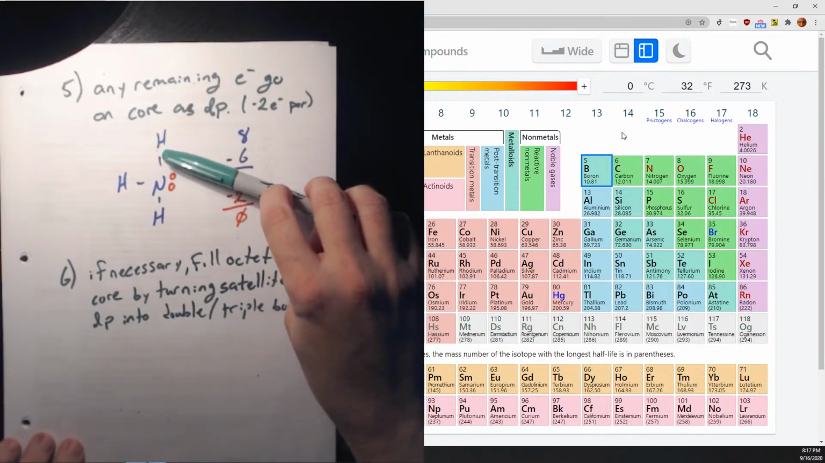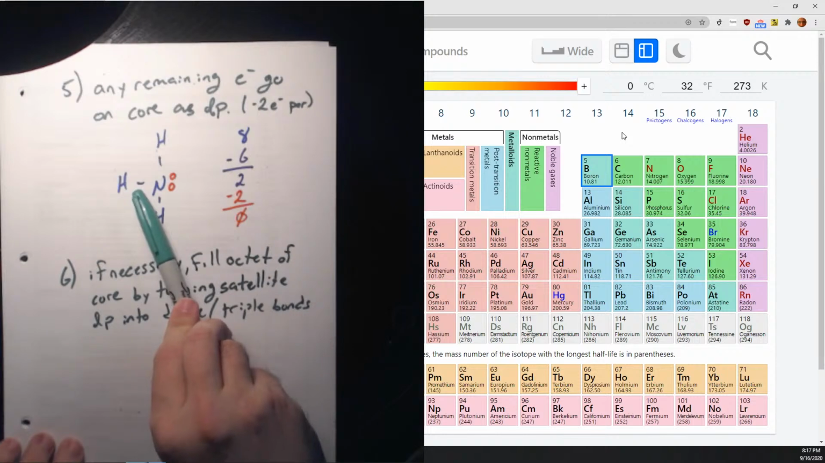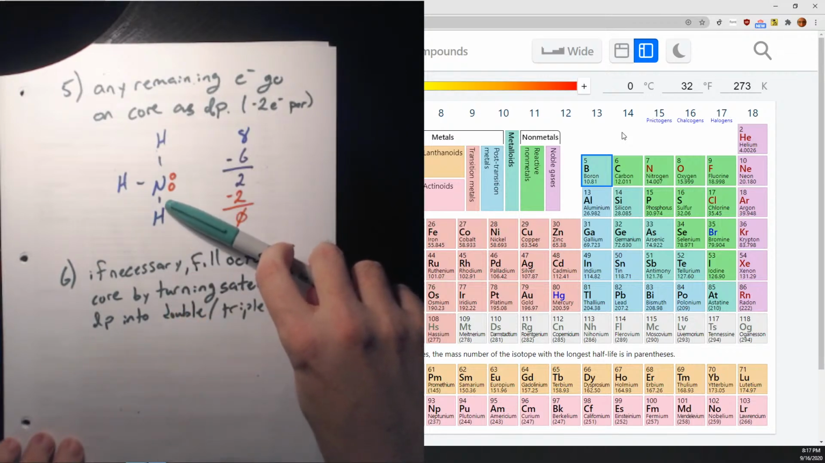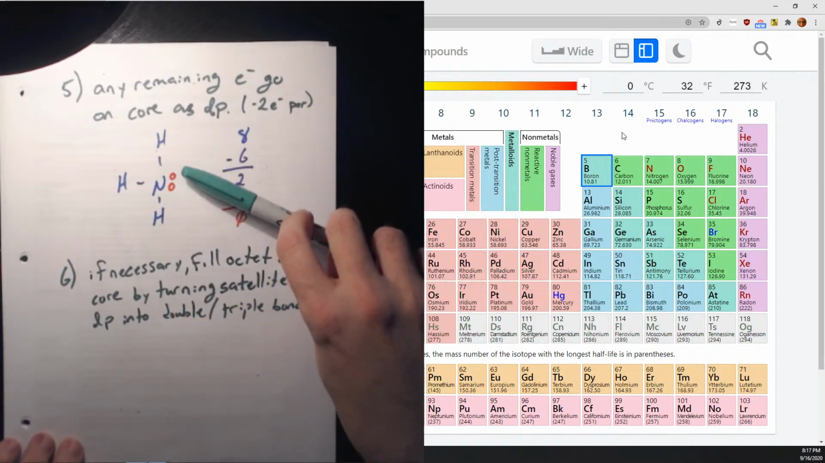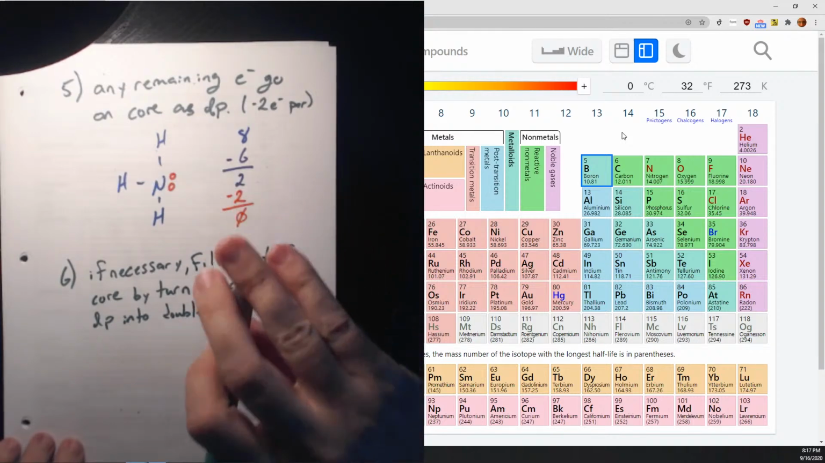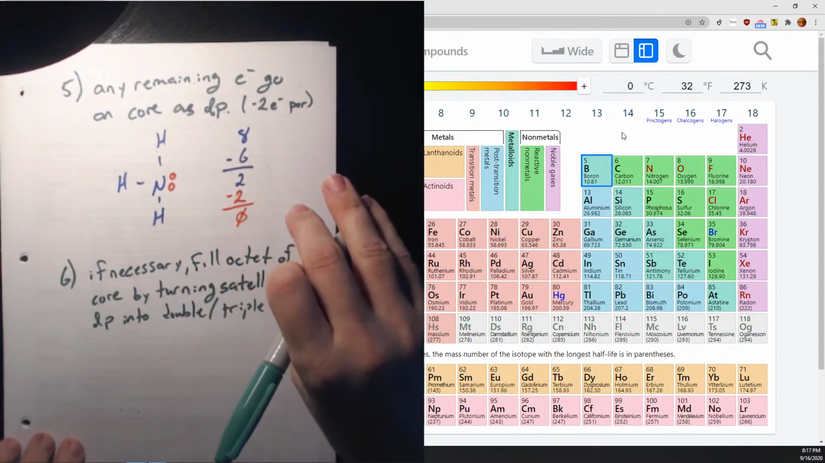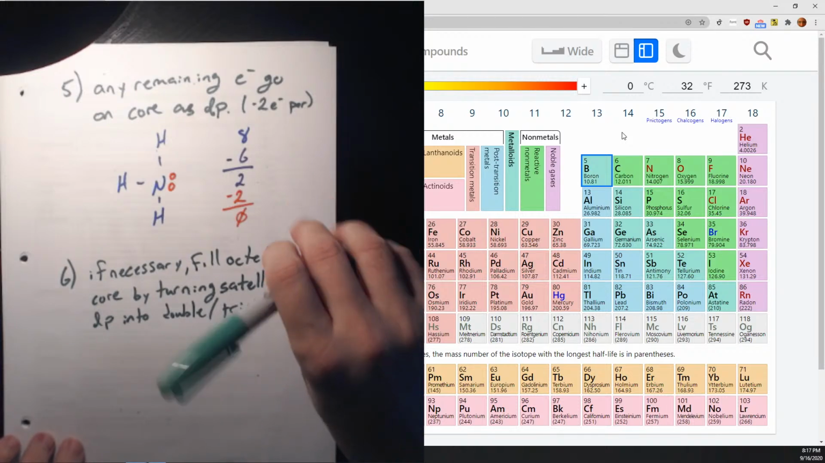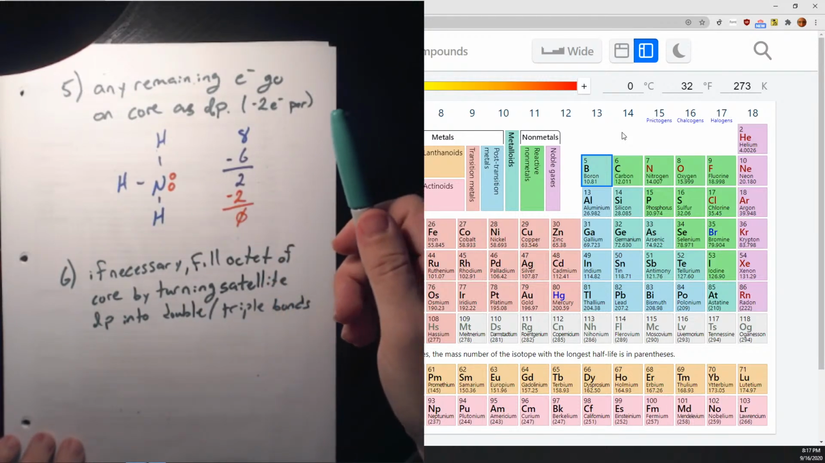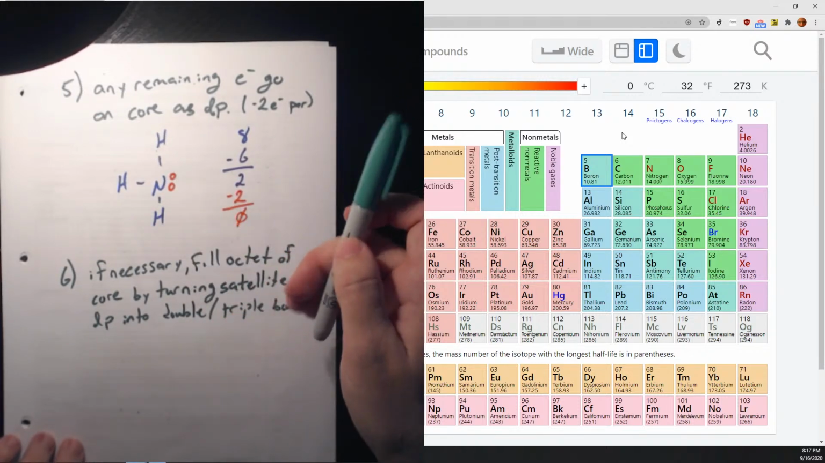It has 2 electrons from this bond, 2 electrons from this bond, 2 electrons from this bond, and 2 electrons from the lone pair. So it sees 8 electrons around itself. It's entirely happy, not a problem. Also, we couldn't form double bonds if we wanted to because the hydrogens don't have lone pairs.